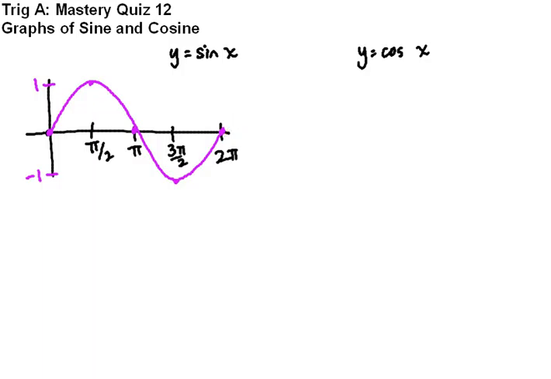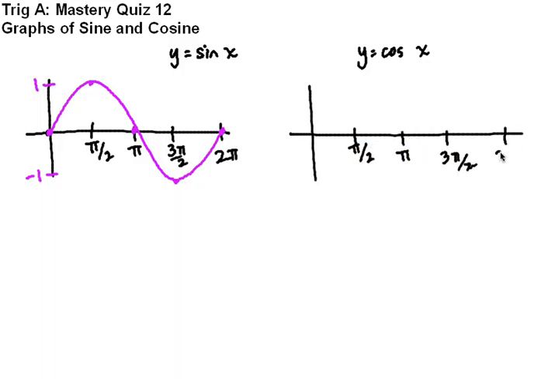We can do the same thing for cosine. Makes sense that it should have the same x values since it's also on the same unit circle. The cosine, however, starts at 1. The cosine of 0 is 1.